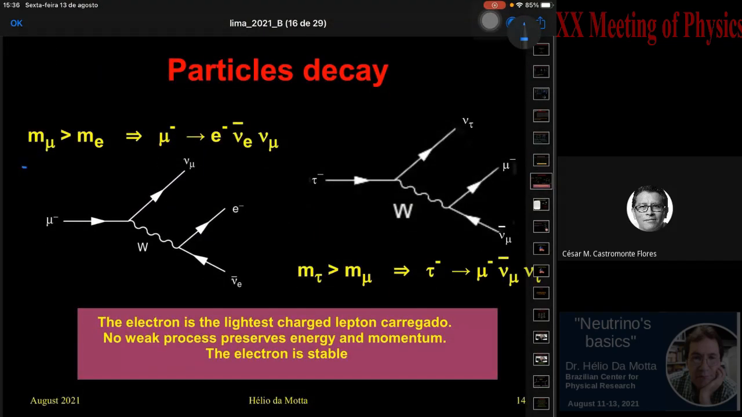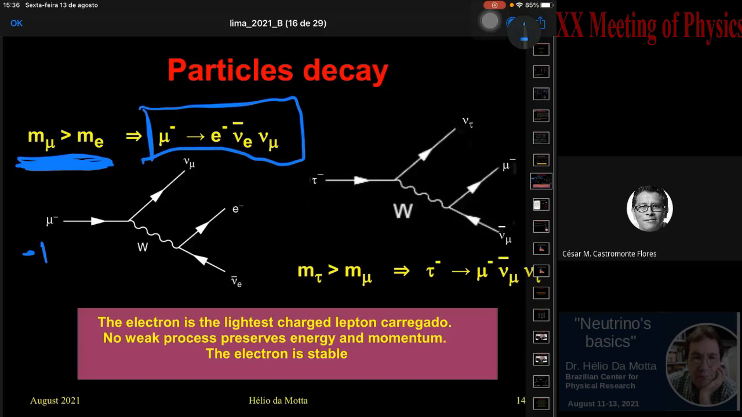As I mentioned, the muon is much heavier than the electron. So a muon may decay. A muon may go to an electron, a muon neutrino, and the anti-electron neutrino. See what I have here. You have a muon. The muon has a charge of -1. Then it sends a W, this is a W minus. So the charge of the muon that was -1 goes away with the W. The W takes that charge.